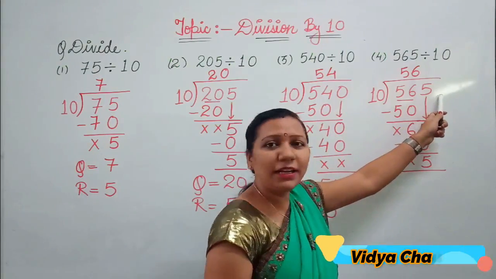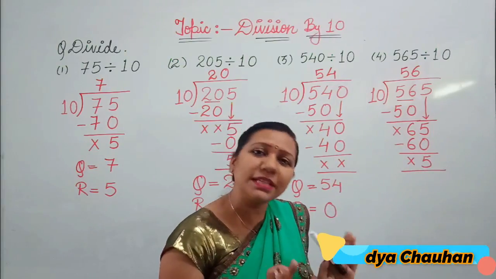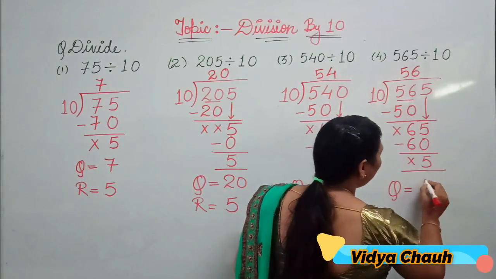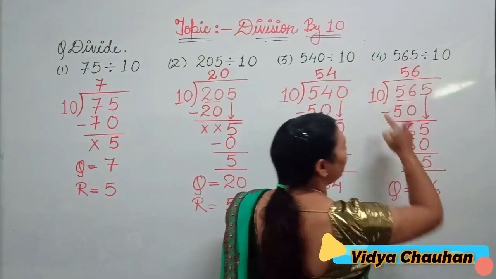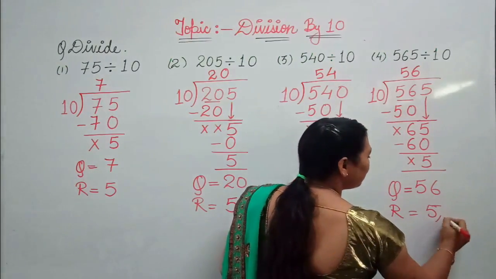Now no more digit in the dividend, so that means we have to leave our division process here itself. It's time to write its quotient. Our quotient by dividing 565 by 10 is 56 and remainder is 5.